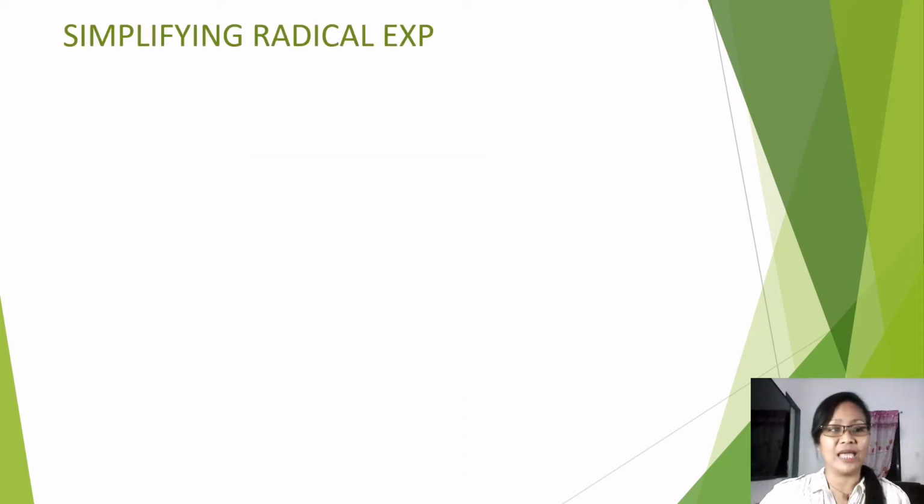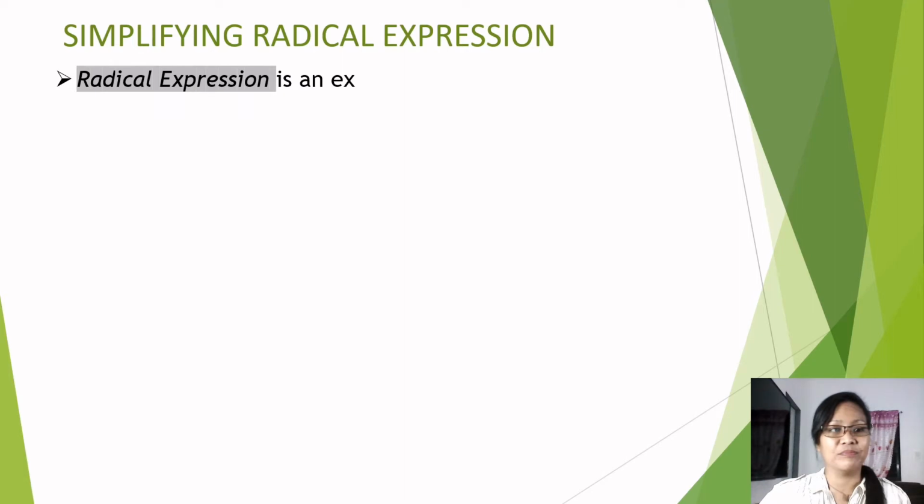Our lesson for today is about simplifying radical expressions. So, ano nga ba ang radical expression? A radical expression is an expression that uses a radical sign, square root.